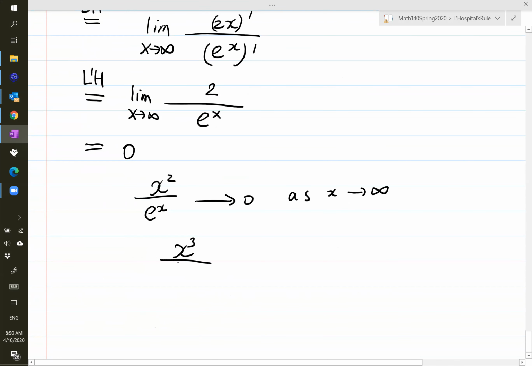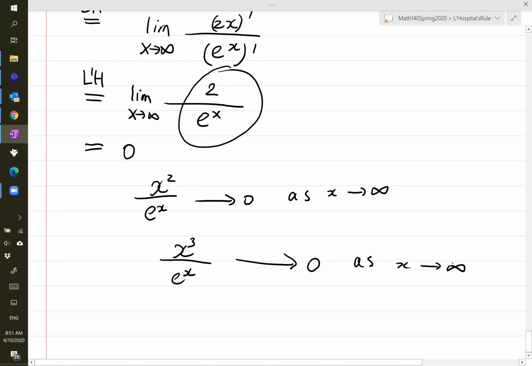For instance, if you have x cubed over e to the x, then you apply L'Hopital's rule 3 times. Every time, x cubed is a polynomial, so when you differentiate by the power rule, its degree decreases by 1. Now e to the x derivative does not change. So finally, x cubed's derivative goes down to degree 0 and becomes a constant. And finally, you get a constant over e to the x, like 6 over e to the x. Finally, this also approaches 0 as x approaches infinity.